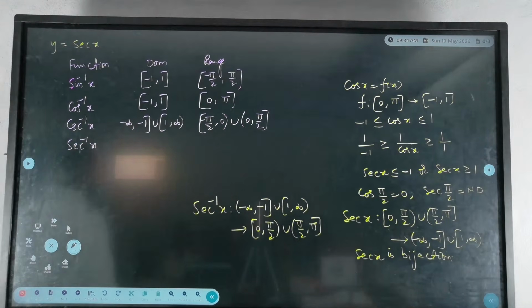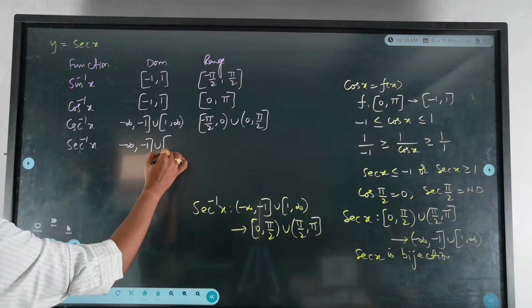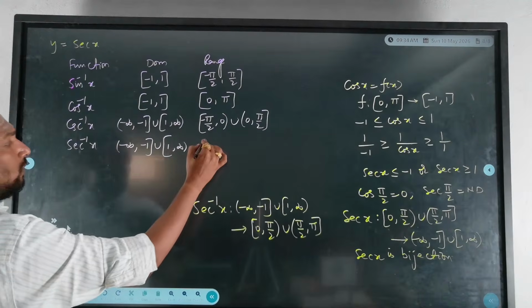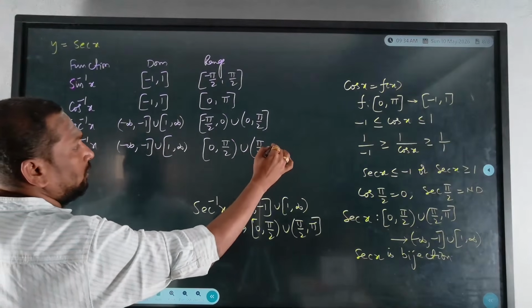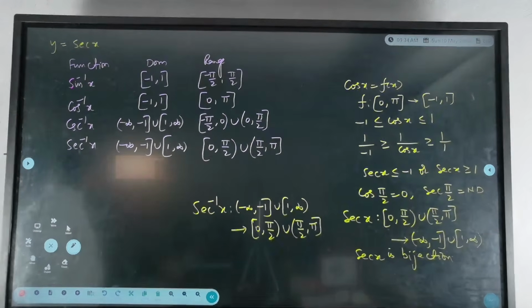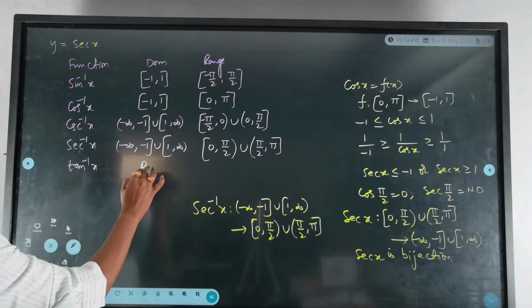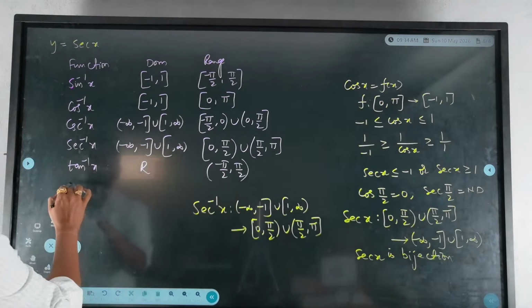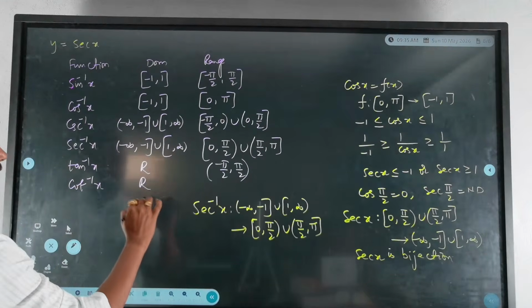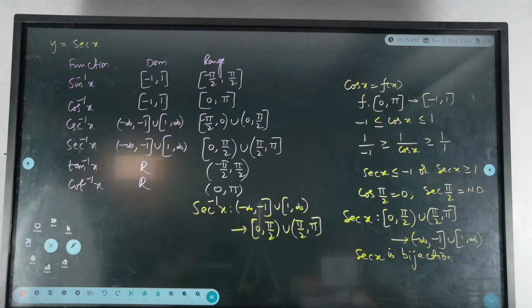What is secant inverse x domain? Minus infinity to minus 1 union 1 to infinity. What is the range? Closed 0 to open pi by 2 union open pi by 2 to closed pi. Open and closed brackets must be mentioned in this way only. Next, tan inverse. What is the domain? R. What is the range? Open minus pi by 2 to pi by 2. Cot inverse. What is the domain? R. What is the range? Open 0 to pi. So these six must be considered in this chapter and also in integration.